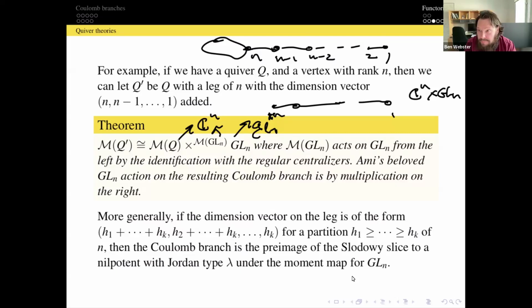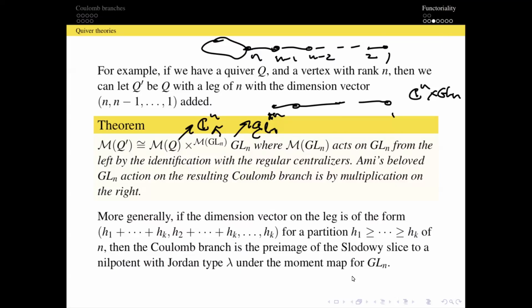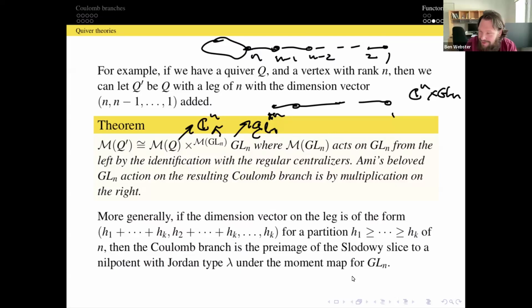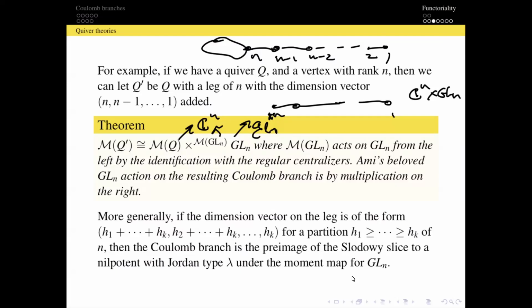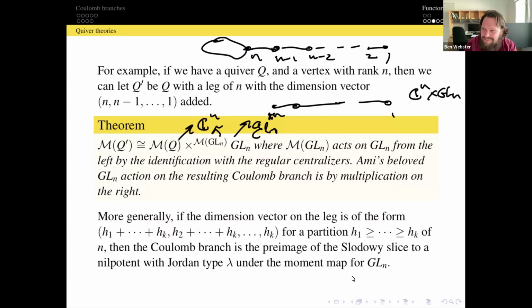Well, that's not a random leg. That's one of these ones that's going to be the preimage of a Slodowy slice. So you just asked about the partition n-1, comma 1, I think. So I think you're taking the preimage of the subregular. Yes, I think I've got that right.